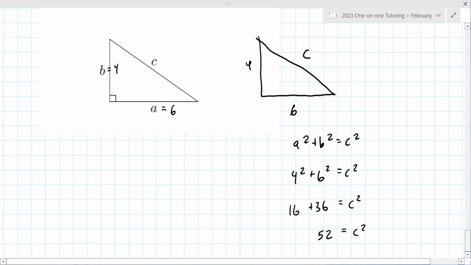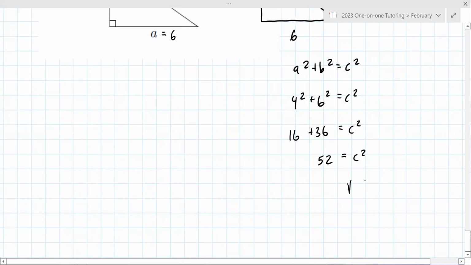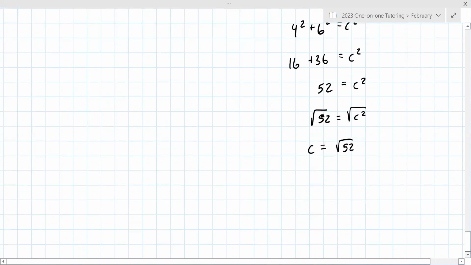Right, and now you'd have to take the square root of both sides. And then you do that little root sign. Oh, okay. So that's why we're learning that, because now you've got to be able to reduce the square root of 52. So I'll let you take it from here.